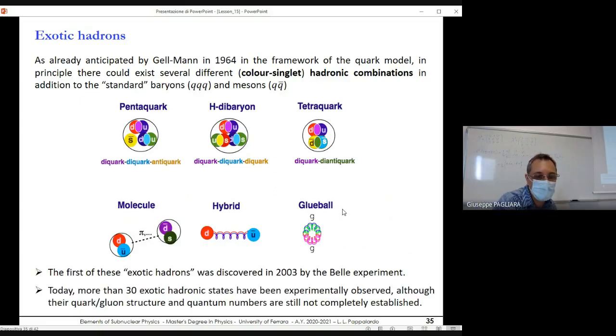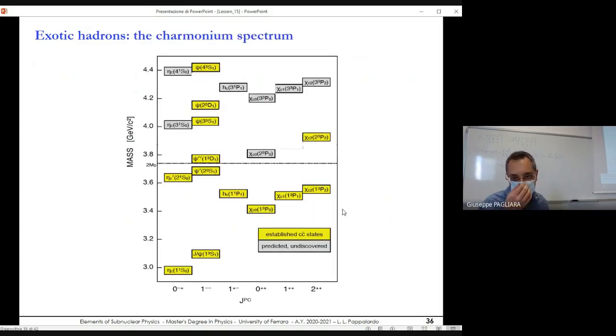So the first of these so-called exotic hadrons was discovered by the Belle experiment in Japan back in 2003. Okay, so 18 years ago. And today, more than 30, probably even 40 exotic hadron states have been experimentally observed. Although the quark-gluon structure and also the quantum numbers are not completely understood for all of them. Okay. So let me show you an example.